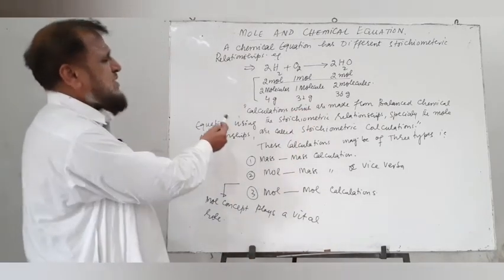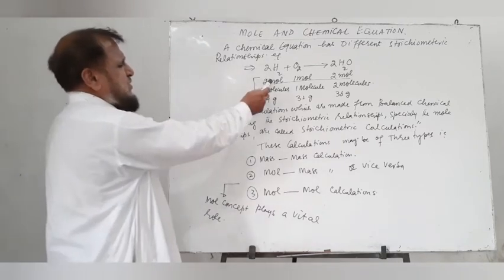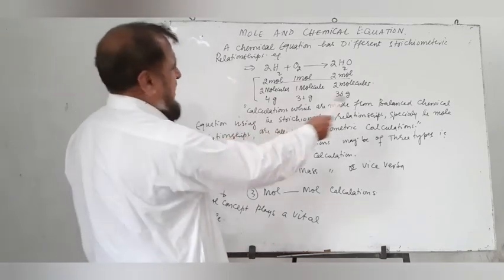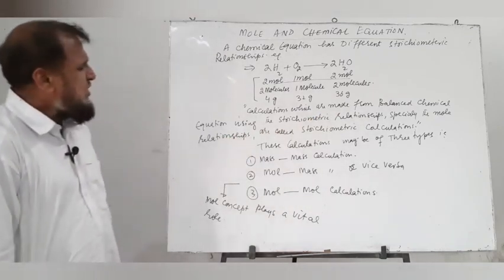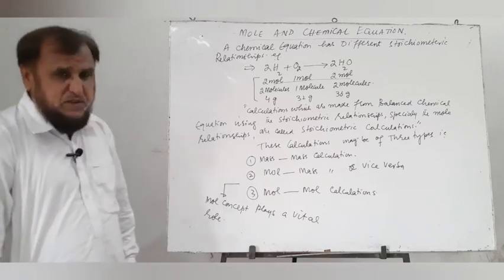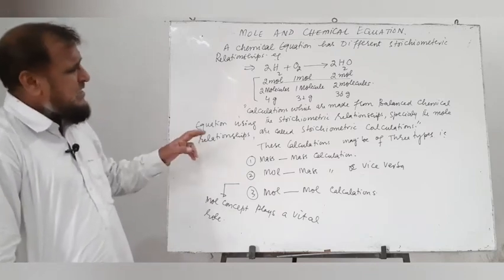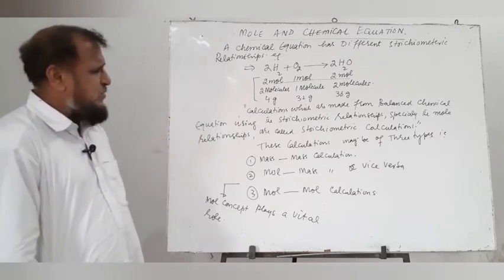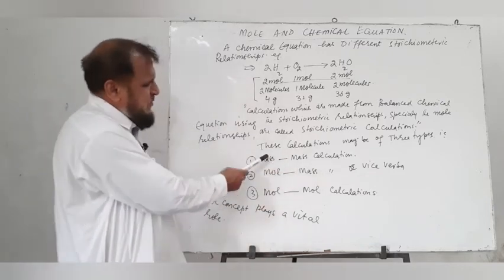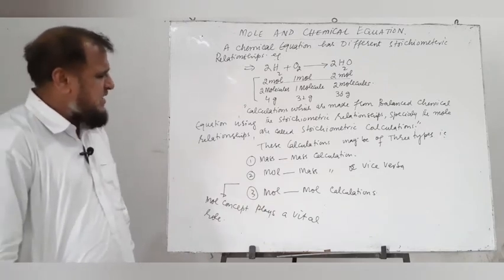Now, calculations can be made from a balanced chemical equation by using these stoichiometric relationships, and the calculations which are made from a balanced chemical equation using the stoichiometric relationships, especially the mole relationship, are known as stoichiometric calculations. Now, there are 3 main types of stoichiometric calculations. Number 1, mass to mass calculation. If the mass of one substance is given and we are asked to calculate the mass of the other substance.